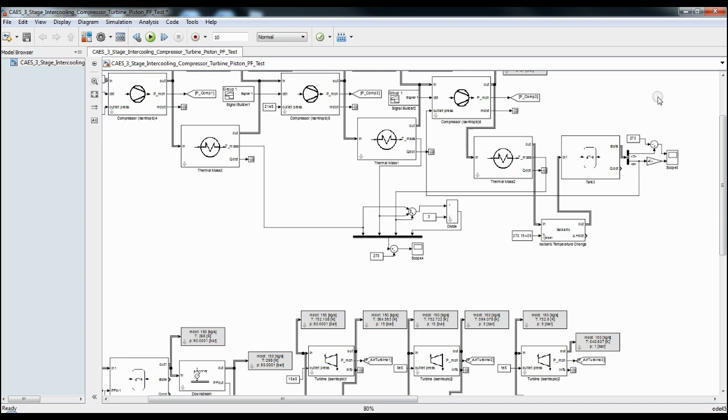I hope that this gave you an insight into the thermal modeling, and I hope that you consider this type of method for design of future thermal systems, or especially CAES and OCAES systems.